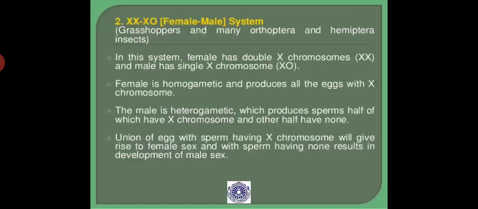And the female is again homogametic here, and it produces all the eggs with X chromosome only, whereas the male is heterogametic, which produces sperms, half of which have X chromosome and other half have none. And the union of egg with sperm having X chromosome will give rise to female sex, and with sperm having none results in development of male sex. So this pattern is said to be XX-X0 system.